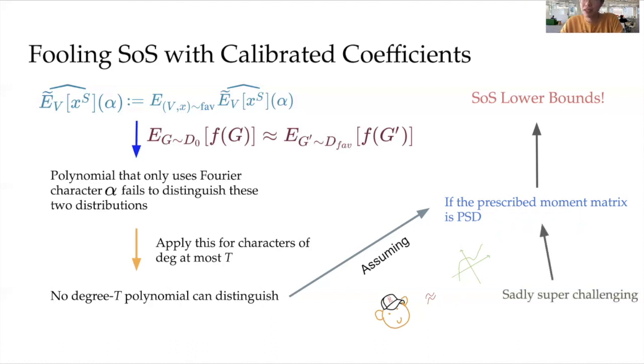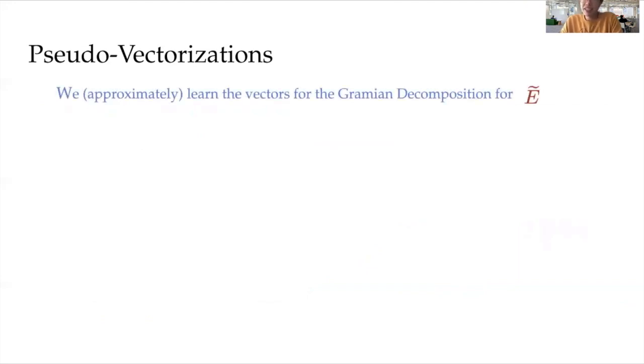However, it turns out to be quite a difficult task to prove the pseudo-calibrated moment matrix to be PSD, because this is a random matrix that has some very complicated correlations between entries. And here we introduce a new idea in our work, which we call pseudo-vectorization. Rather than learning the entries of the pseudo-moment matrix directly, as we do in pseudo-calibration, we learn the vectors for the Gramian decomposition of pseudo-expectation instead.